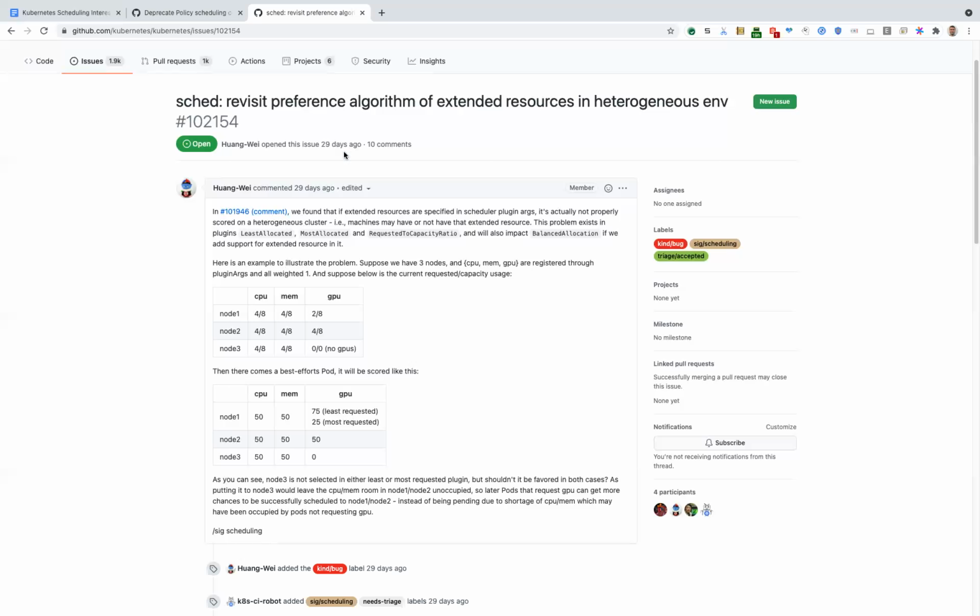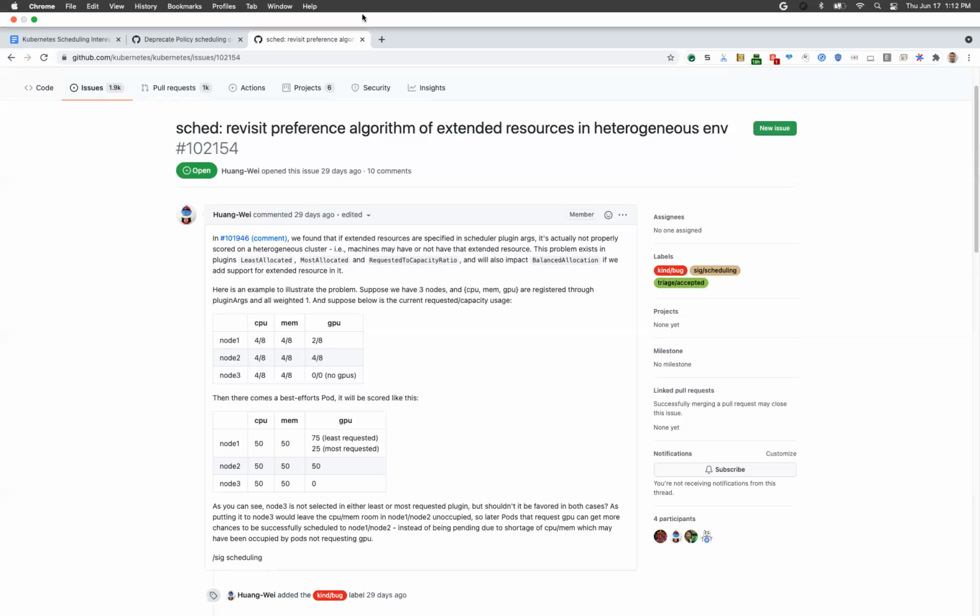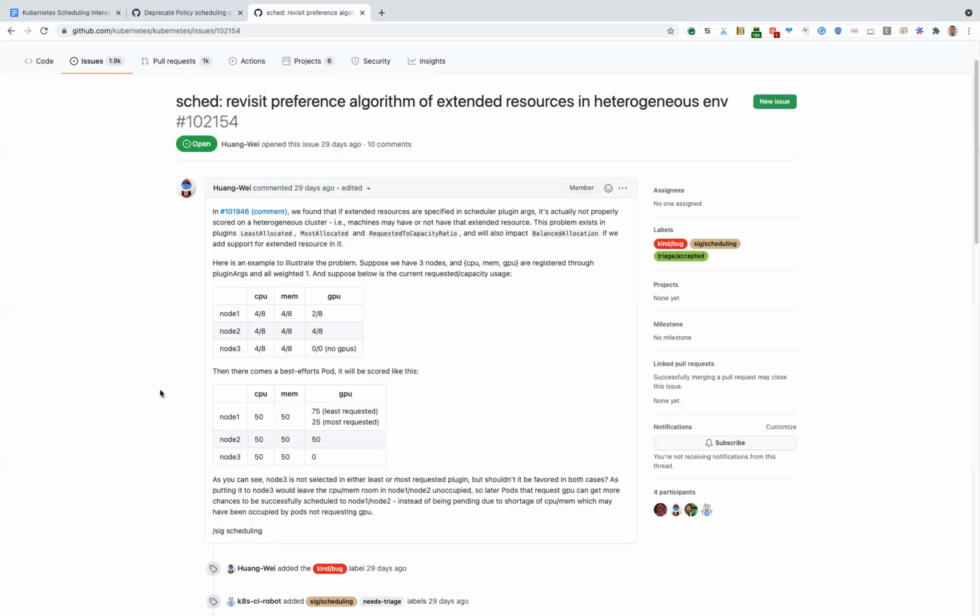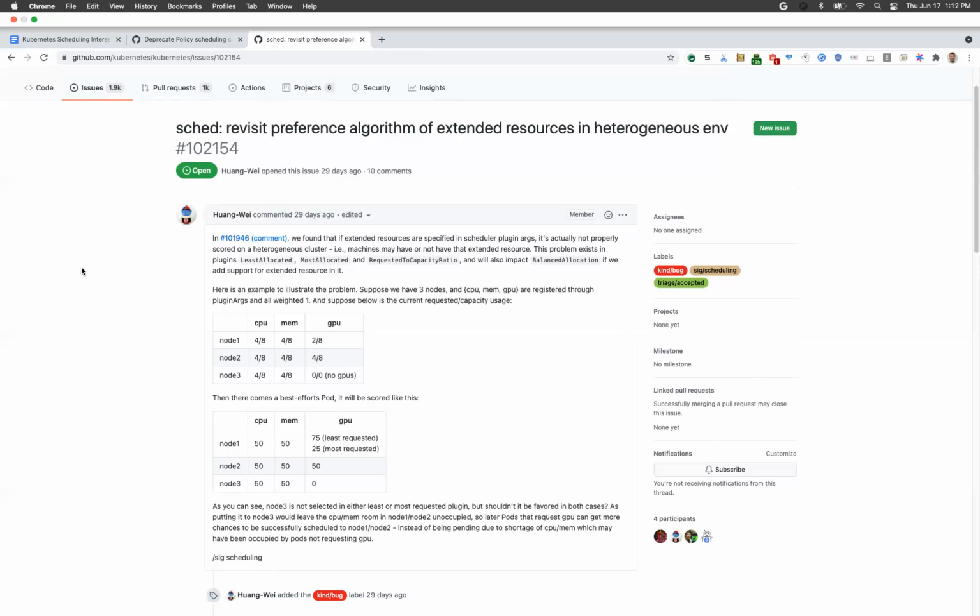I have a question on this feature. Is this an issue that for a pod which doesn't require GPU, but because of the GPU plugin, in the scoring phase, the node without GPU support will not get selected? Is that the issue? So there is less chance for it to be selected because the score is lower. So there's less chance. Okay.